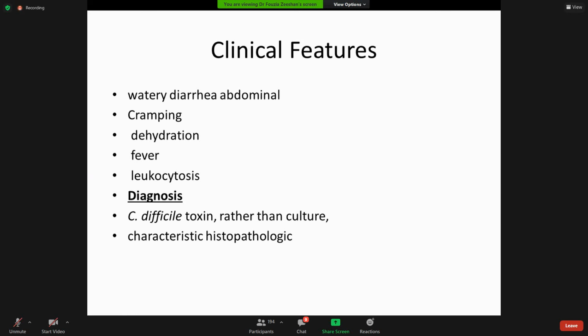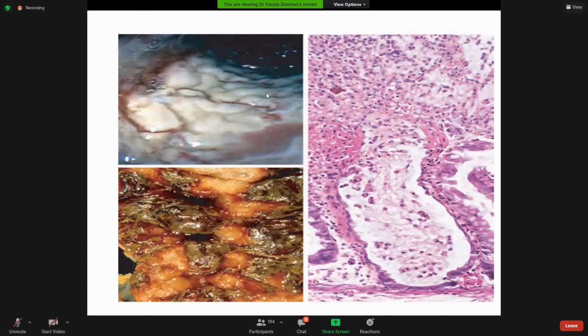it is more commonly diagnosed by the serology test rather than the culture. We are not doing the cultures, but we are going for the serology test or the histopathological changes. These are the whitish pussy pseudomembranes that cover the intestine. Here you can find this. This structure is greenish in color. That is all pussy membrane.